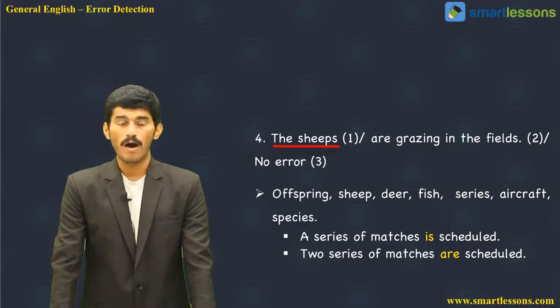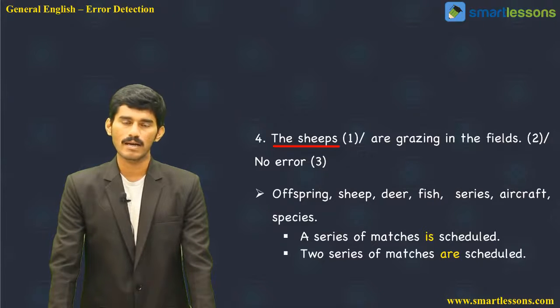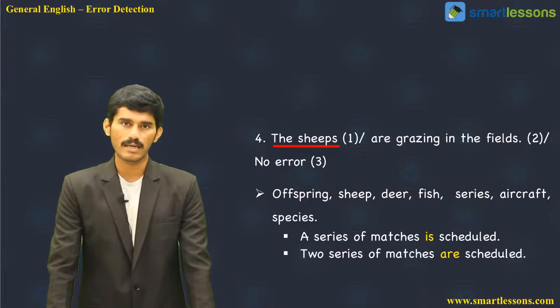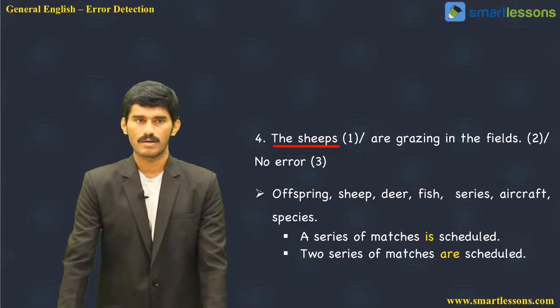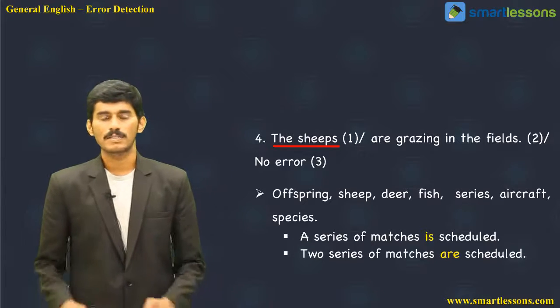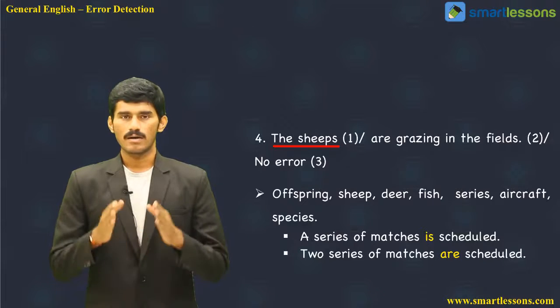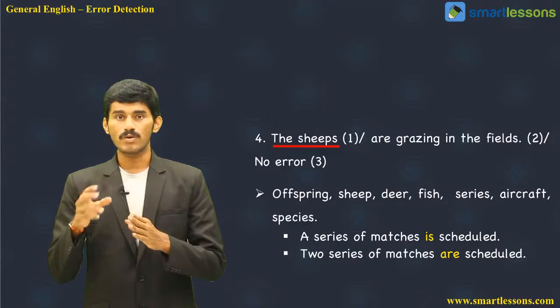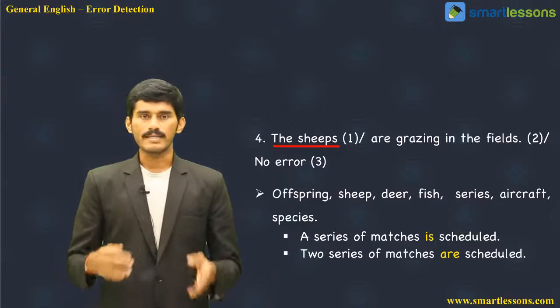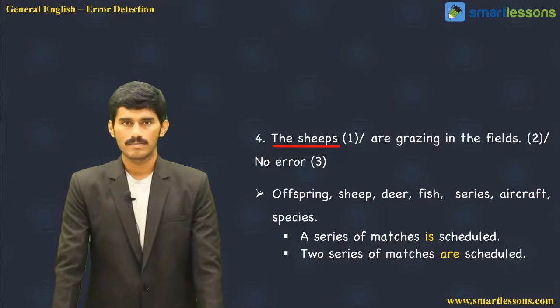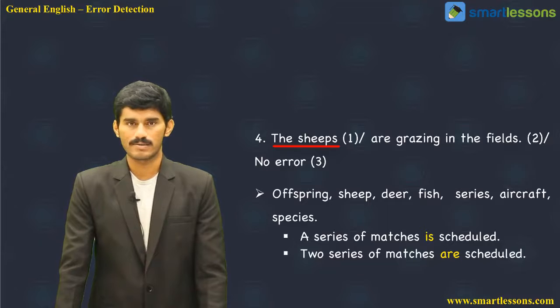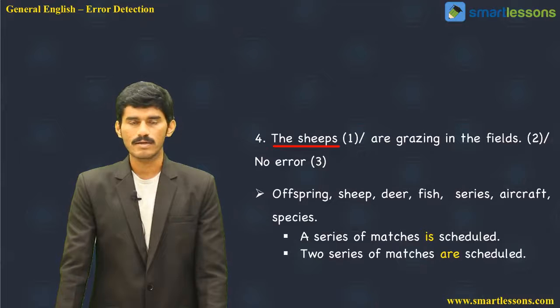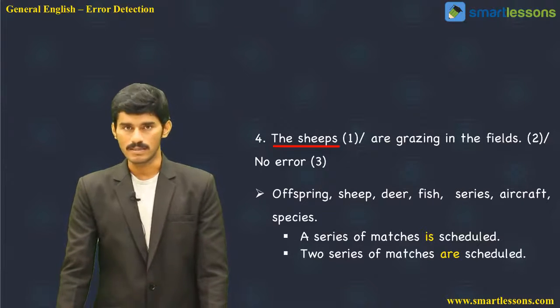Now let's see them. Offspring means children. Sheep, both singular and plural. Deer, both singular and plural without S. Fish, series, aircraft, species. These words are used both in singular and plural without S adding to them. A series of matches is scheduled. A series. So here it is used as singular. A series of matches is scheduled. Here a series is the subject. That's why we used the verb is.